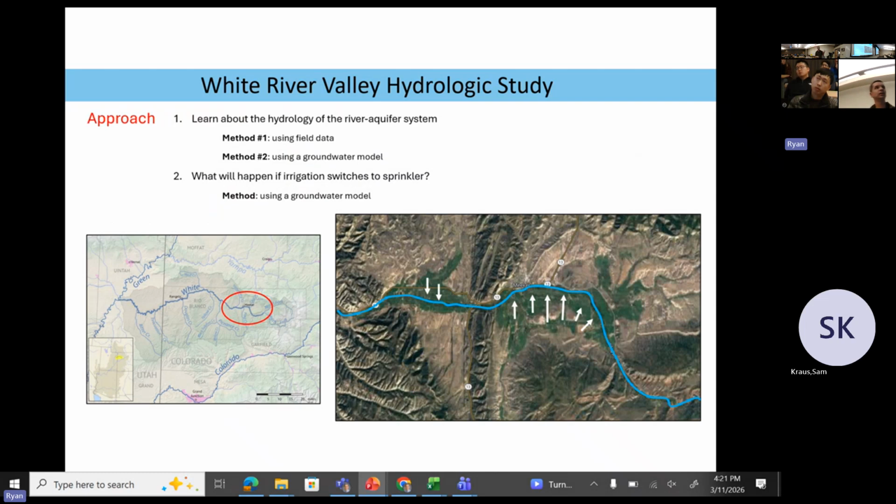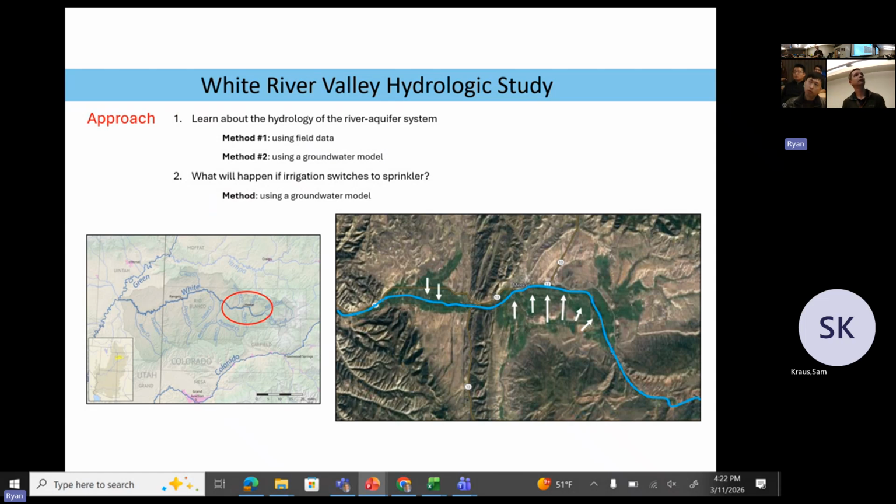So two main approaches we did. One was we first want to just learn about the hydrology of the river aquifer system. Before we get to scenarios, learn about the system, what's really happening. So we use some field data. We put in 11 monitoring wells to track water table with a data logger. And then another method was there are several USGS flow gauges here, and we could do a river water balance to figure out how much groundwater is coming into the river on a daily and monthly basis.